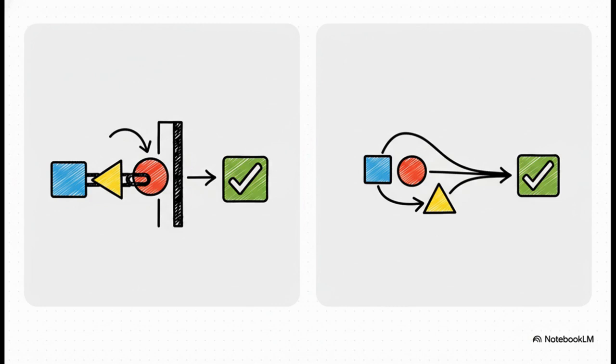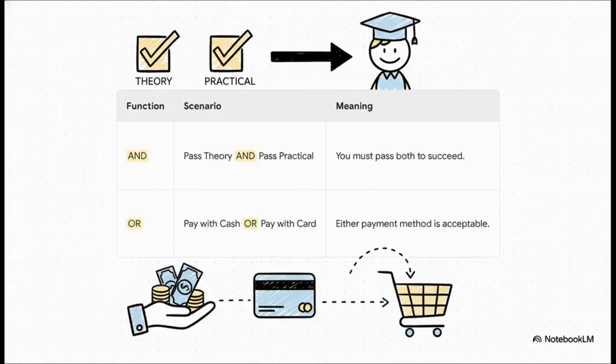The OR function, on the other hand, is way more chill. It's like a buffet. You only need to find one thing you like. As long as at least one of your conditions is true, you're good to go. And this slide just nails that difference, right? For AND, think about a student who has to pass the theory exam and the practical exam. You need both, no exceptions. But for OR, think about paying at a store. You can pay with cash, or you can pay with a card. Either one works. You don't need to do both.